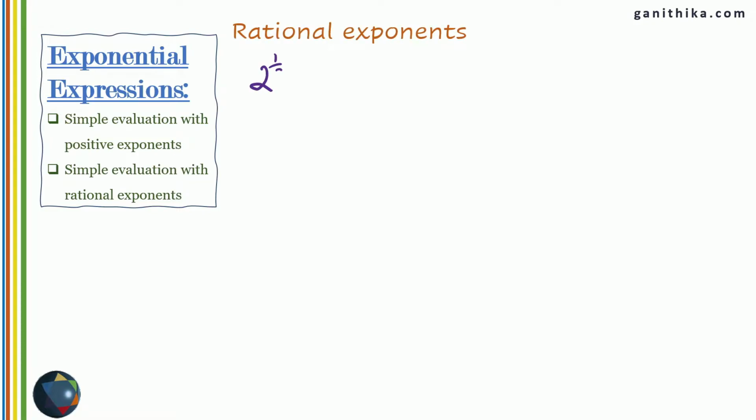What do you mean by rational exponents? When you have the power as half or 1/3 or 2/3 or 3 over 2 or something, any fraction on the power is called a rational exponent. In this case, you can see that 2 to the power of half is nothing but square root of 2.